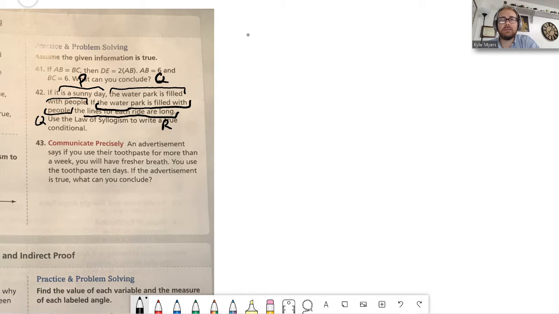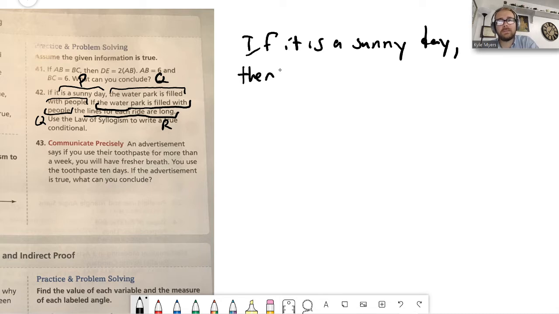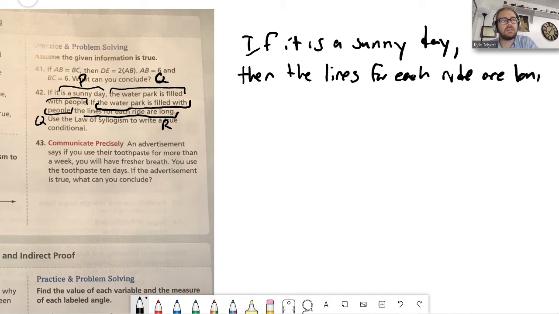So, if it is a sunny day, then the water park is filled with people, and then if the water park is filled with people, then the lines for each ride are long. And there we go. You just cut out the middle. That's all you do. That's the syllogism thing. And then 43.